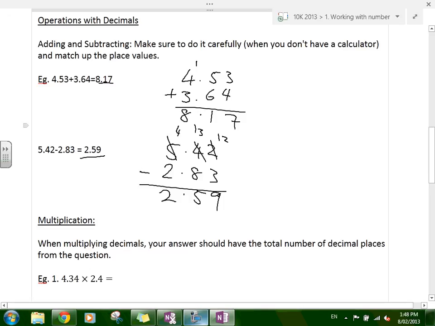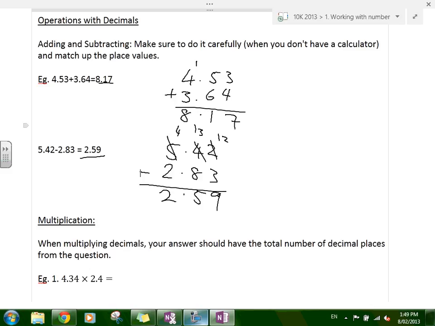Now multiplication is the same. Multiplication, again, is quite time consuming to do by hand, especially if it's a long decimal. But the key point with most decimals is when you multiply them, you end up with the same number of decimal places as the two numbers put together. So if you have a 2 decimal place number multiplied by a 2 decimal place number, your answer is going to have 4 decimal places. Or if you have 3 and 3, you're going to have 6 decimal places.